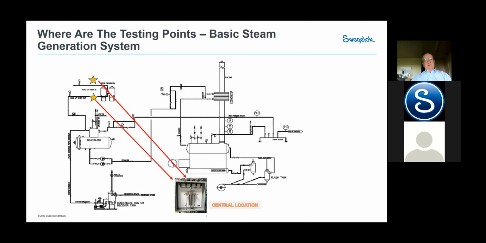The next sample is, of course, we want to know how the water softeners, dealkalizers, and RO systems are performing before we go into the deaerator operation. So that's another sample point.